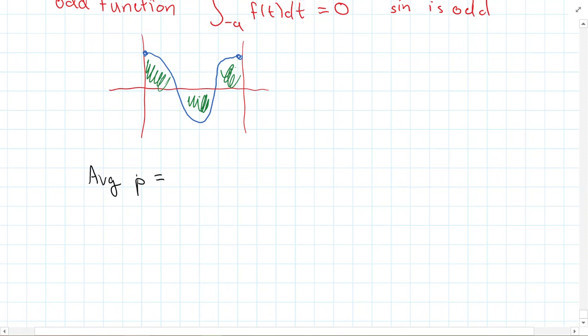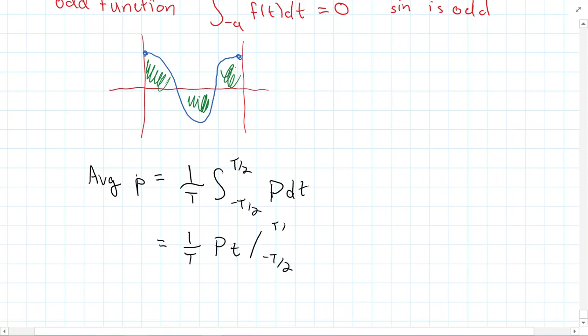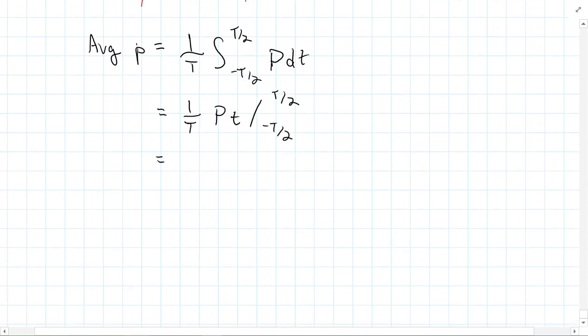is simply equal to 1 over t integral from minus t over 2 to t over 2 of capital P dt. But then that would just simply be 1 over t capital P times little t evaluated at my endpoints, which now I'm belaboring this a tiny bit, because then you'd have t over 2 minus negative t over 2, but wait a minute, t over 2 minus negative t over 2 is just t, canceling with this t, so we get capital P.